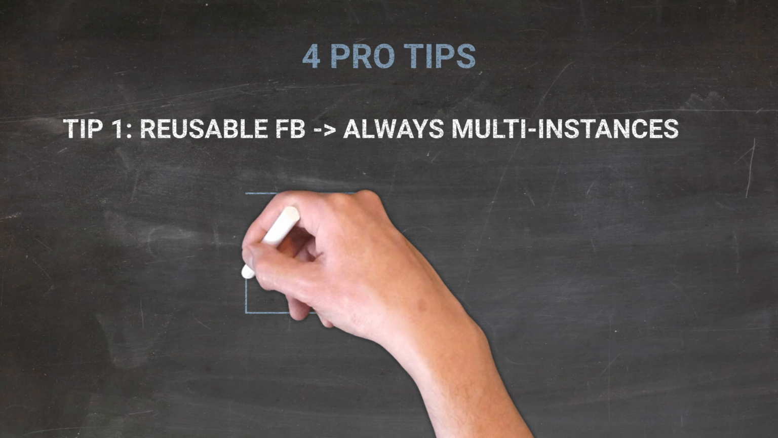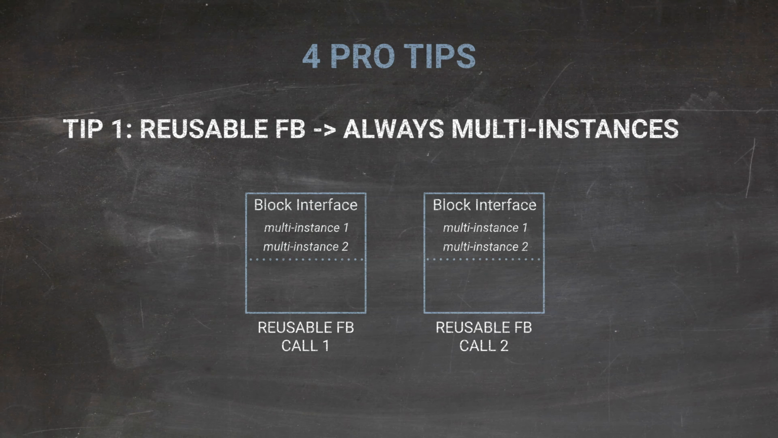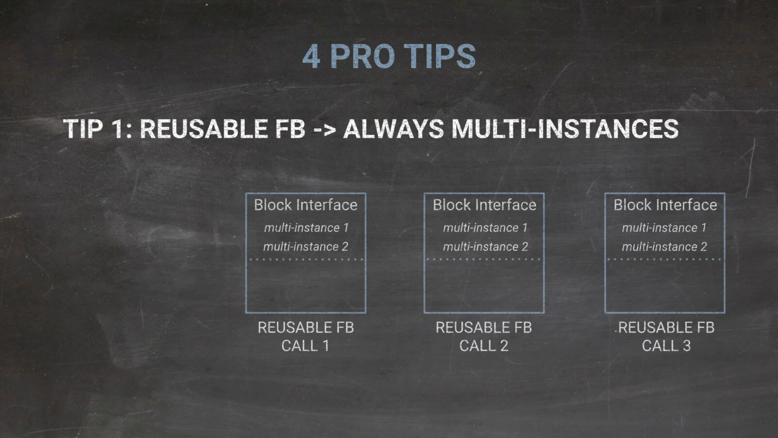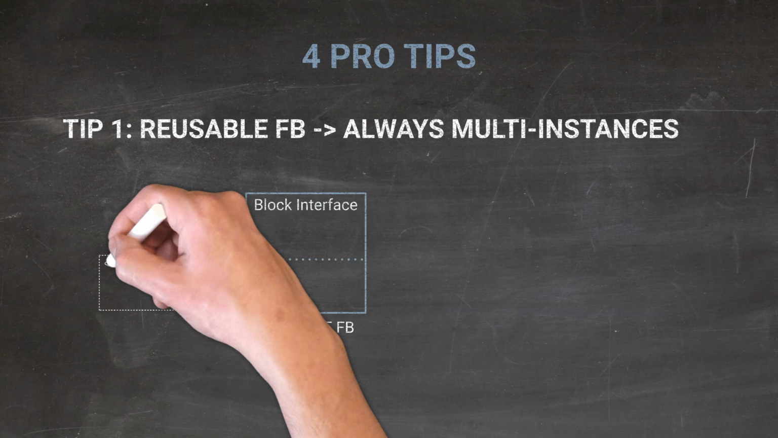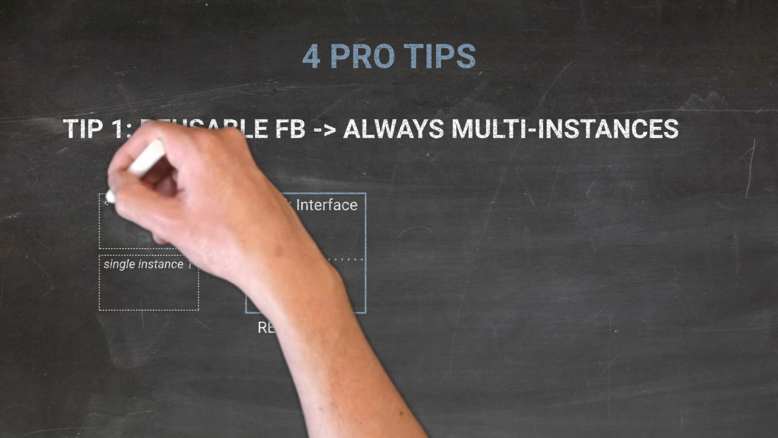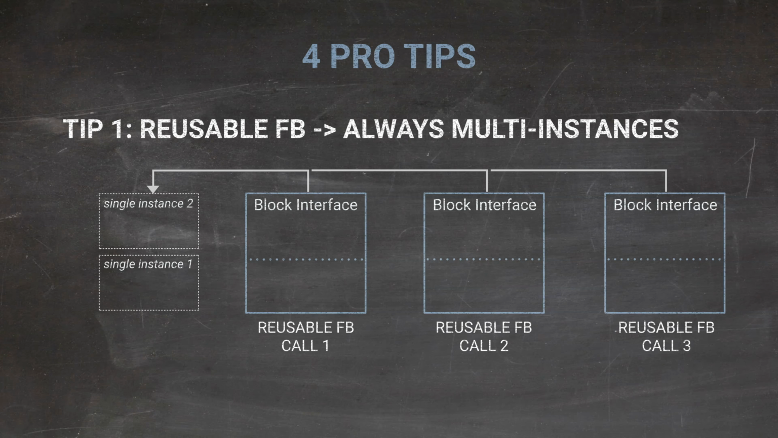Why? Because a reusable block must keep its data separate for each use. With multi-instances, those instances are stored inside the instance of the calling block. So every call gets its own unique states and values. If you use single instances inside a reusable block, that data is stored in fixed separate instance DBs outside of that block. That means multiple users of the same block can end up sharing states, values, and sequences, which breaks reusability and leads to unexpected behavior.